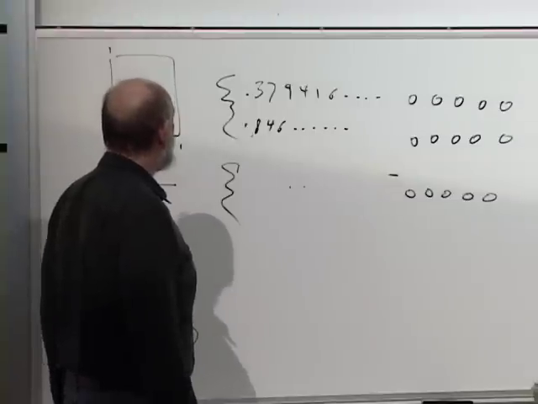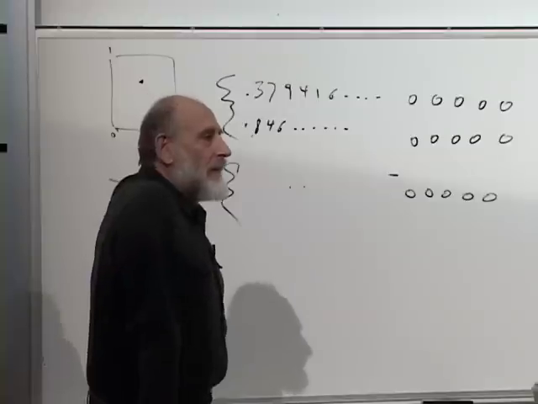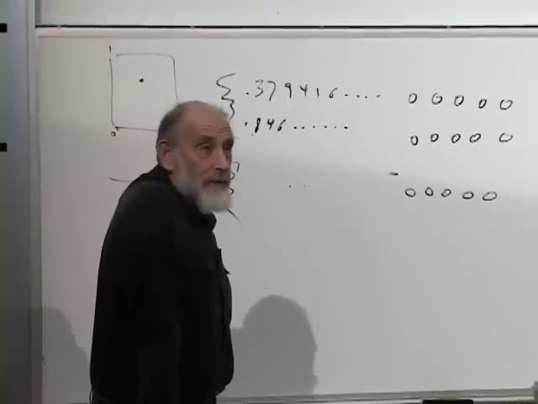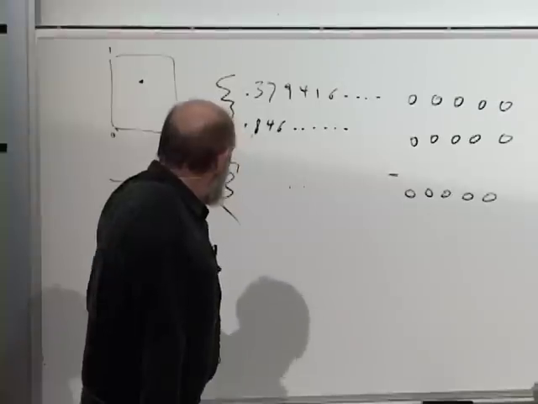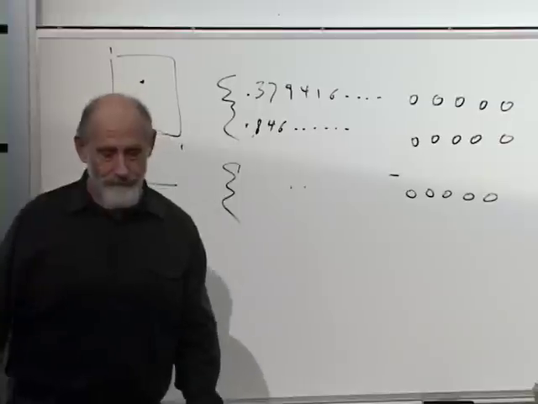Say it again. 0.38. You could take 0.1 and then 0.0 with a whole string of nines. Yeah, those are very close. So there's always going to be a lot of scrambling. You can't map it in any kind of continuous fashion.